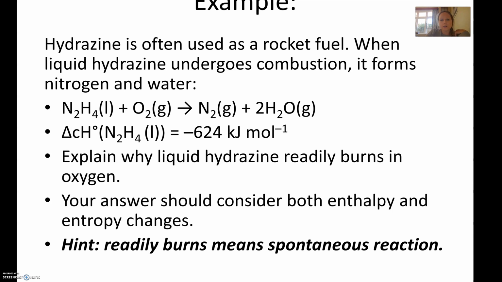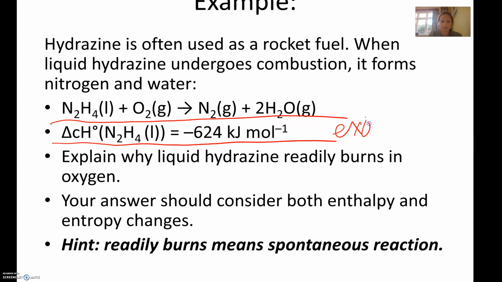So hydrazine is often used as a rocket fuel. When liquid hydrazine undergoes combustion, it forms nitrogen and water, and here's the equation. The enthalpy of combustion is negative 624 kilojoules per mole, meaning that it is exothermic. Explain why hydrazine readily burns in oxygen. Readily burns is a different way of saying it is a spontaneous reaction. Your answer should include both enthalpy and entropy changes.